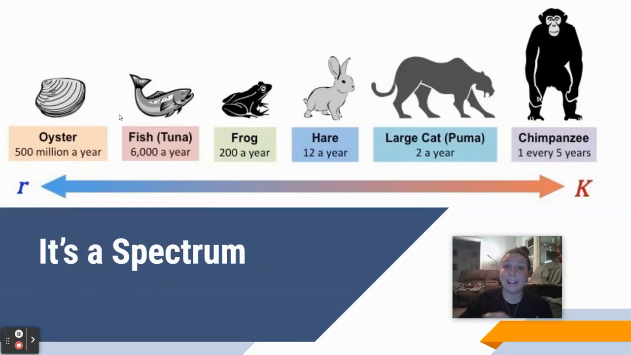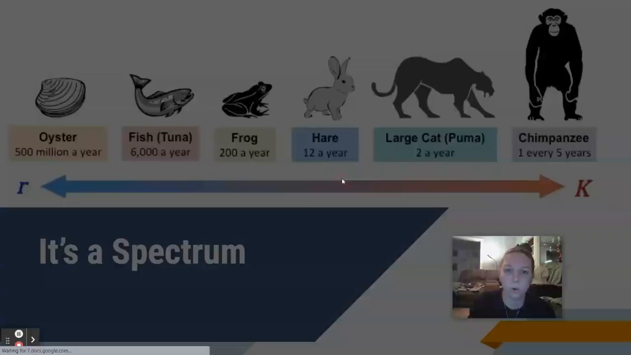They lay those eggs. Those eggs get fertilized, and they're gone. And they just hope that some survive. But then you can have things here in the middle, like our hare and our frog. So even though they're having a lot more offspring than, say, our chimpanzee over here, and a lot less than our oyster, they don't quite fit perfectly in either category.